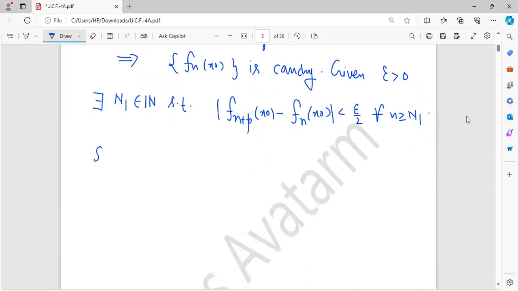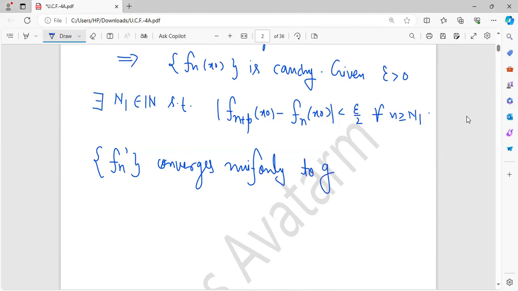Now, this sequence of derivative functions converges uniformly to g. So there exists capital N2 belonging to N such that |f_{n+p}'(x) - f_n'(x)| is small, because it converges uniformly. So it is uniformly Cauchy. So I am writing it in full language.